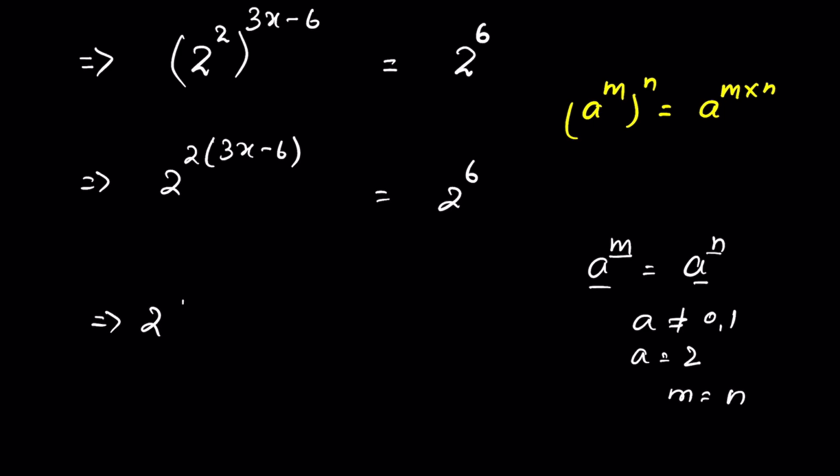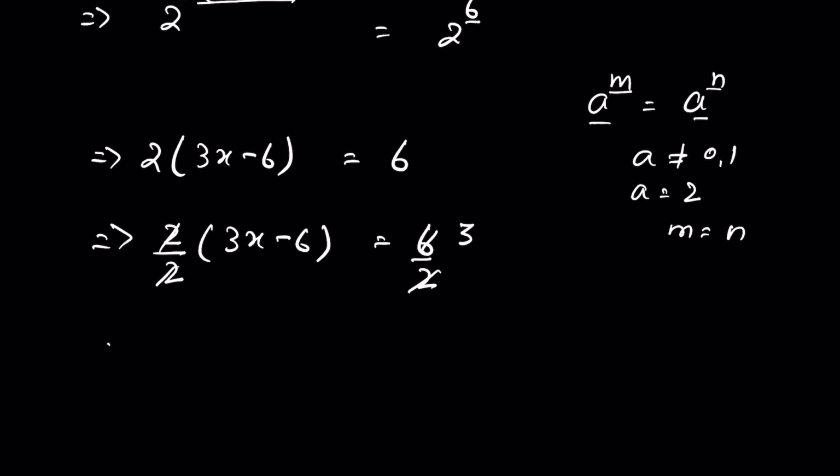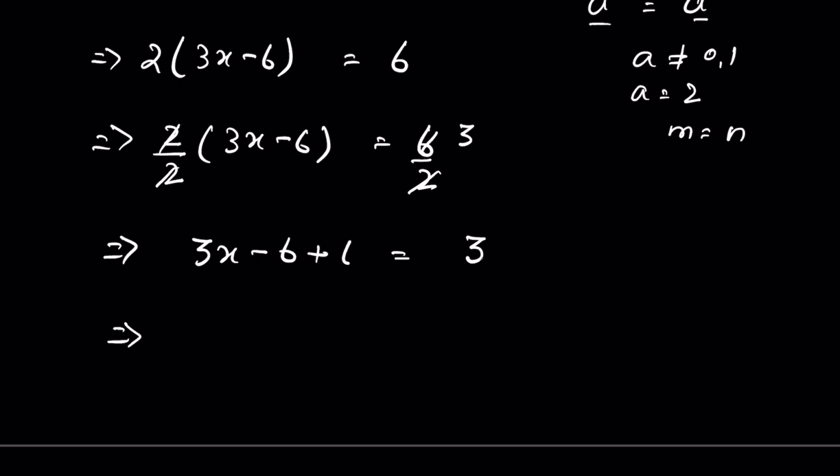So 2 times 3x minus 6 is equal to 6. Exponents will be equal. Now divide both the sides by 2. 2 and 2 here get cancelled. 2 times 3 is 6, or 3x minus 6 is equal to 3. Now add 6 to both the sides. This is called reciprocal action. It is negative 6, so we add positive 6 to remove 6 from the left hand side, and we do the same thing on the right hand side also.